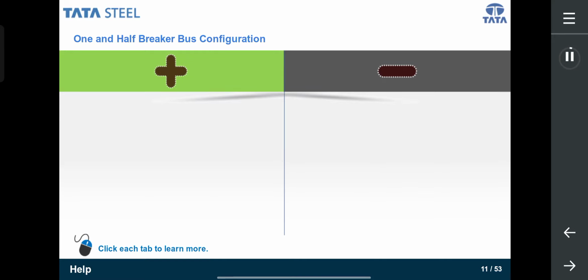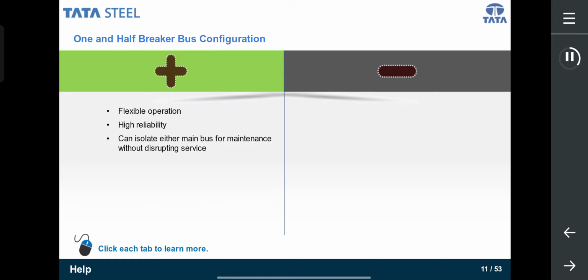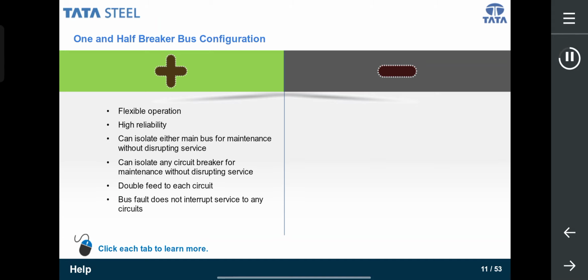Its advantages are as follows: flexible operation, high reliability, can isolate either main bus for maintenance without disrupting service, can isolate any circuit breaker for maintenance without disrupting service, double feed to each circuit. Bus fault does not interrupt service to any circuits. All switching done with circuit breakers.